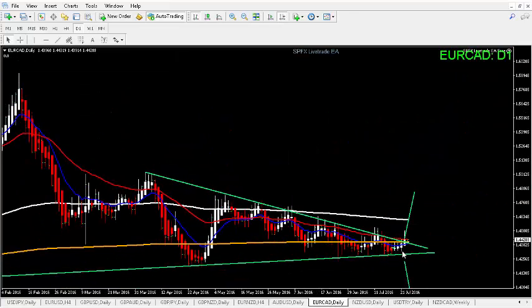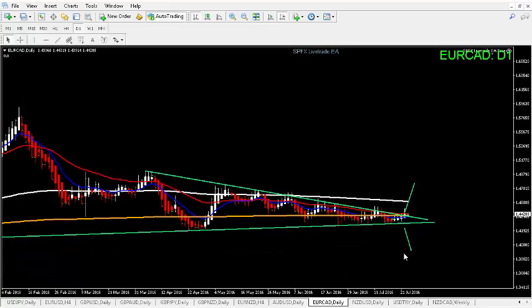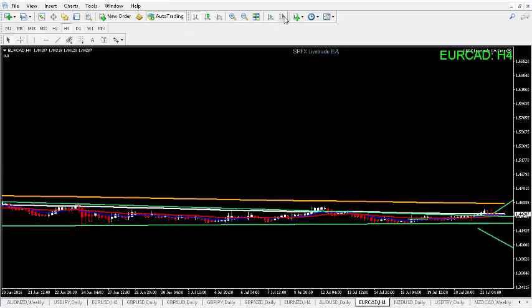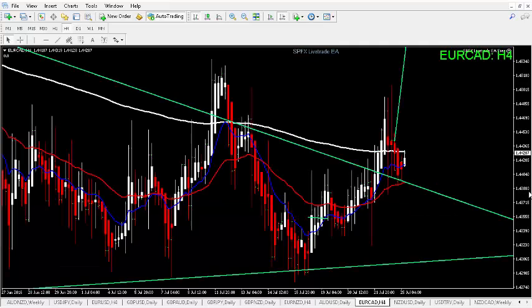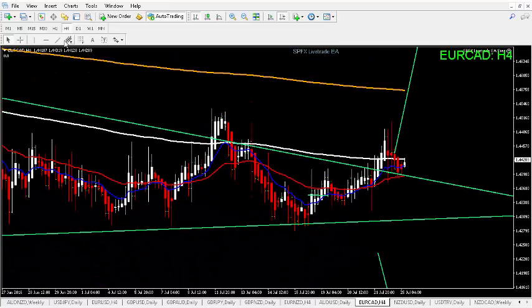EuroCAD, it's really stuck in the wedge. We still wait for those breakouts, so we don't do anything here. Remember, everybody wants to trade, but nobody wants to wait. So that rhymes actually. Wow.